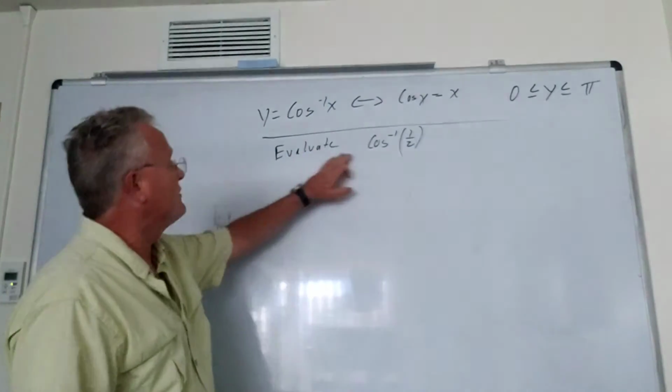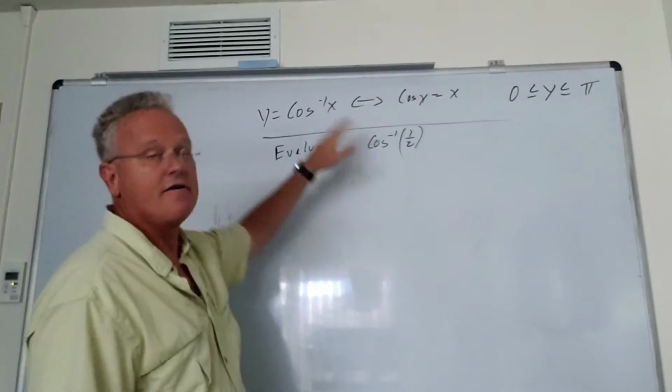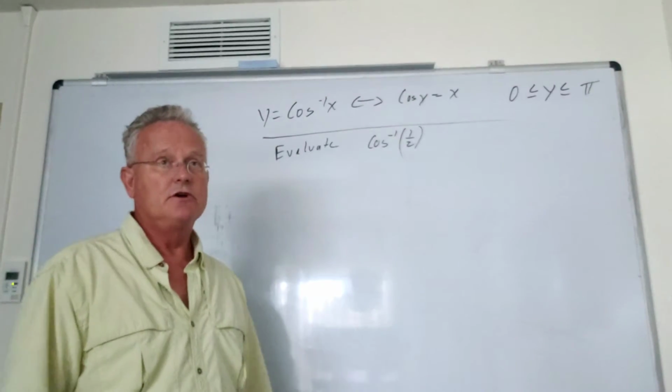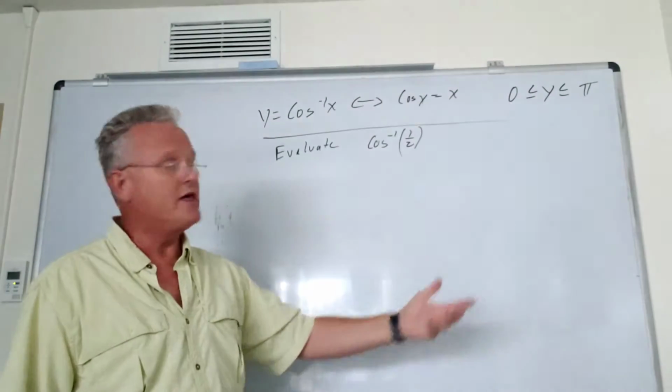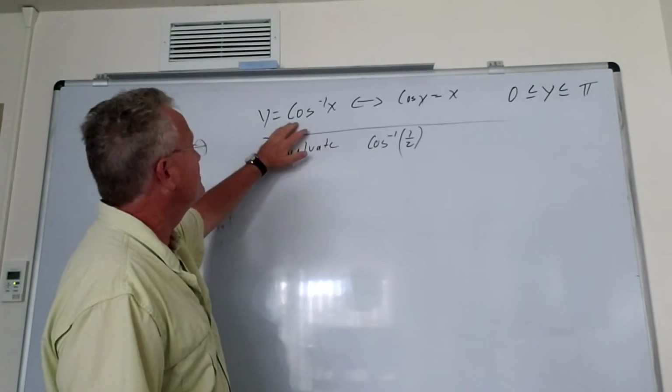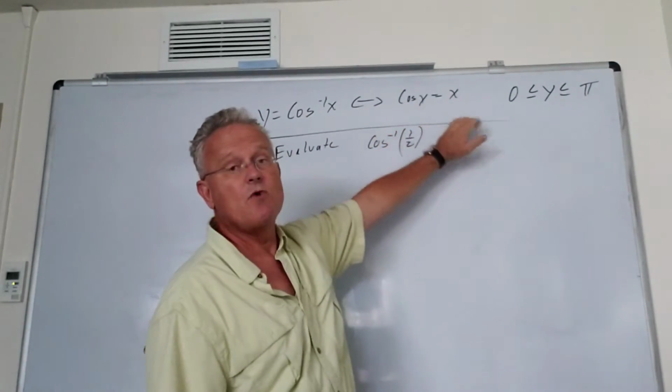Okay, so here we're going to evaluate the inverse cosine of 1/2. Again, we need to remember the definition. We did this in an earlier section. Again, you might want to go back and review that if you forgot. But the definition of y equals inverse cosine x is the cosine of y equals x.